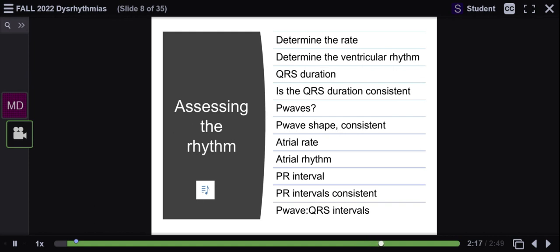Then again, I'm not going to make you measure the QRS or the P wave or the T waves. Basically, we just want to make sure right now that there are P waves and that each is followed by the QRS. That's the most important thing. That the P wave is followed by a QRS and there's a T wave. That's the most important thing for you to know.